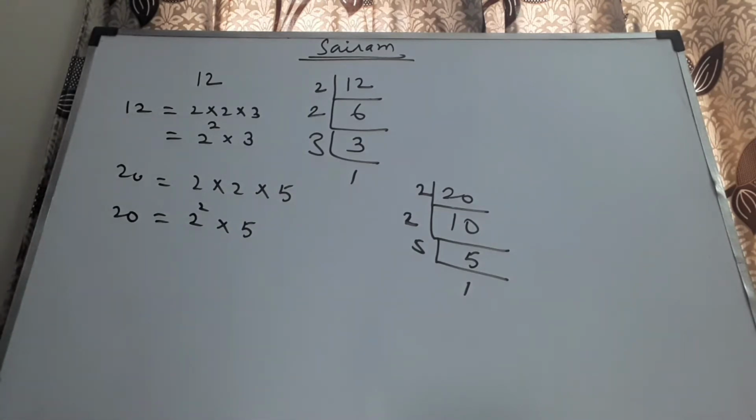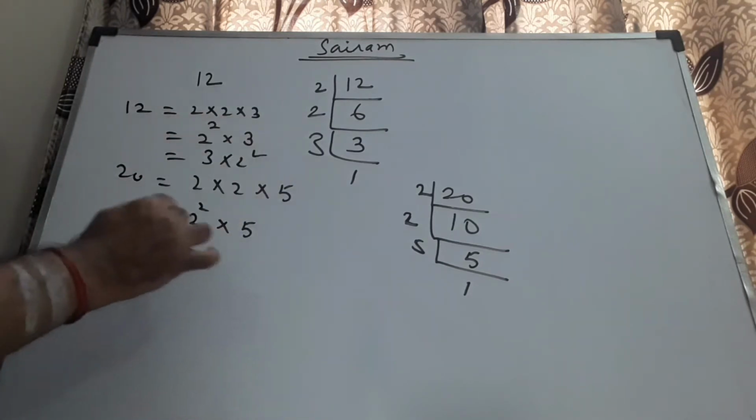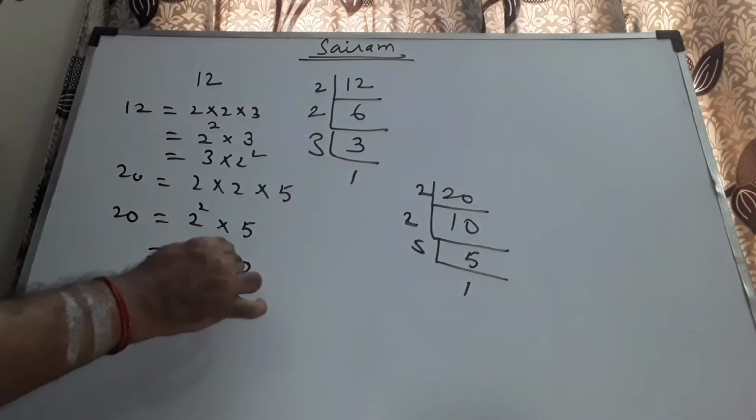Therefore, in general, we have a theorem known as the fundamental theorem of arithmetic. It goes like this. Every composite number can be uniquely written as the product of its prime factors apart from the order in which the factors are written. By order, I mean 2 square into 3 is also the same as 3 into 2 square. 2 square into 5 is the same as 5 into 2 square.